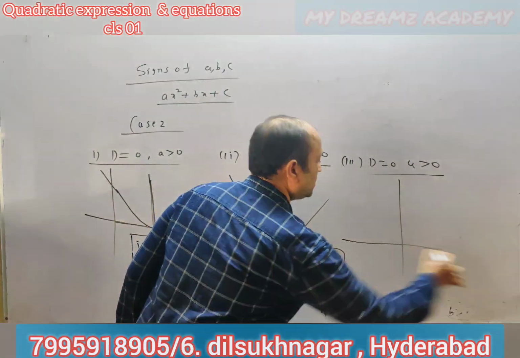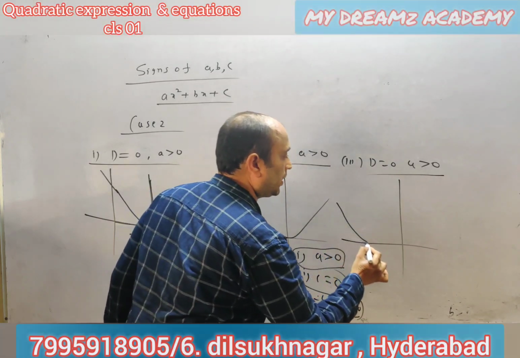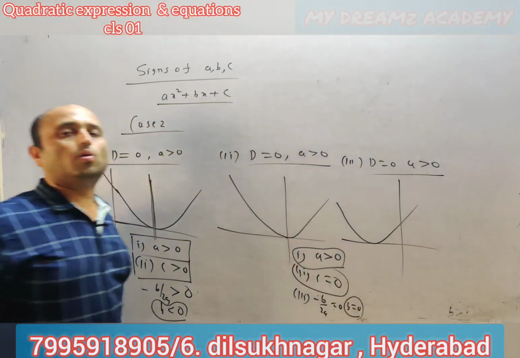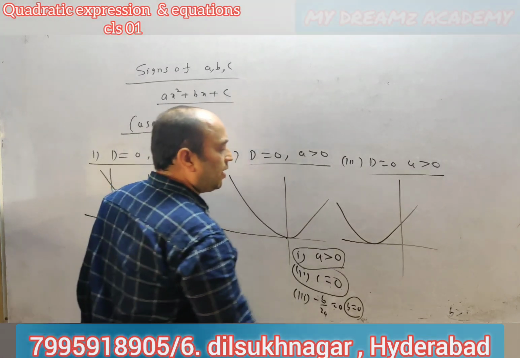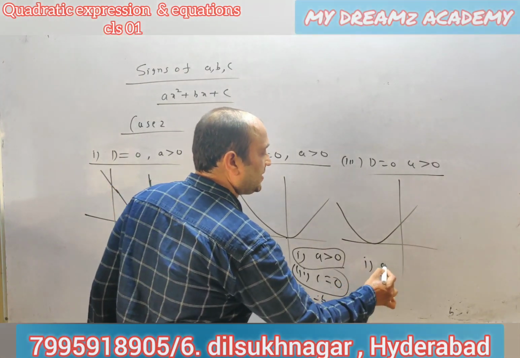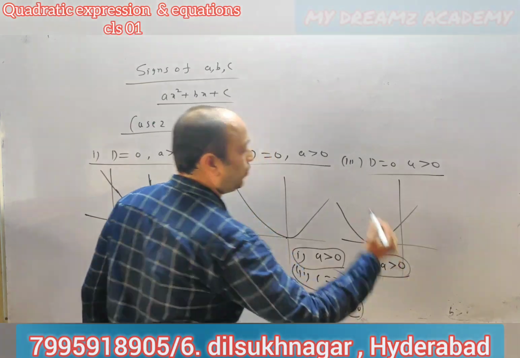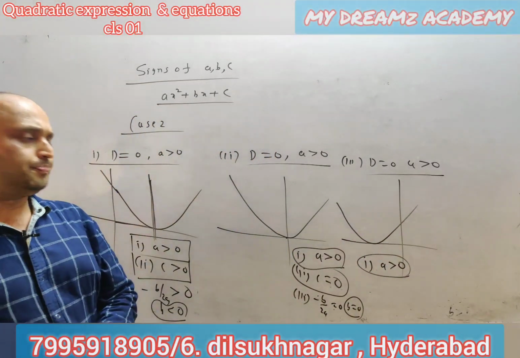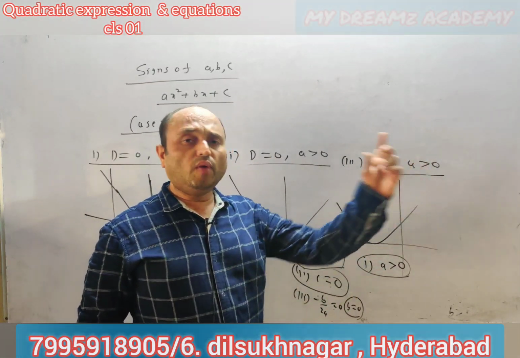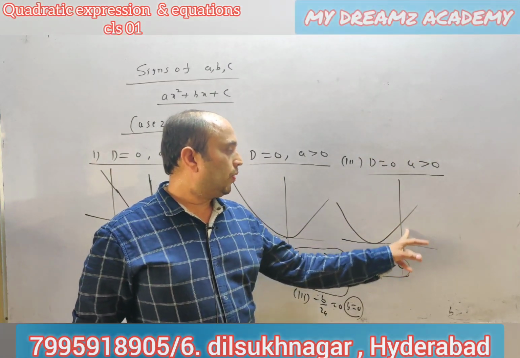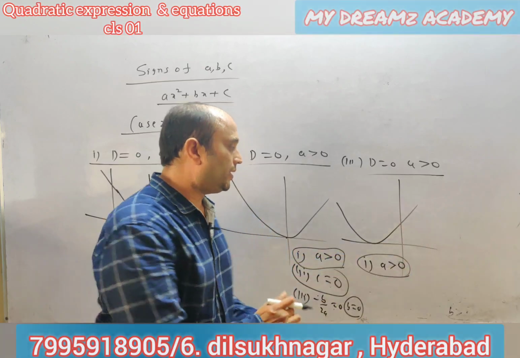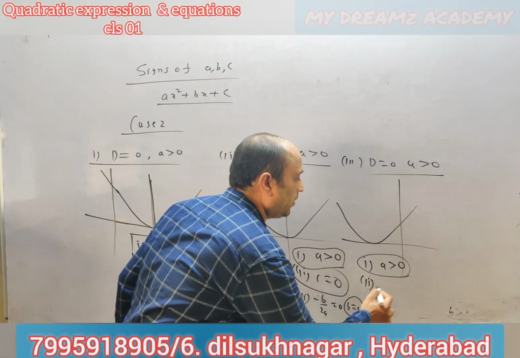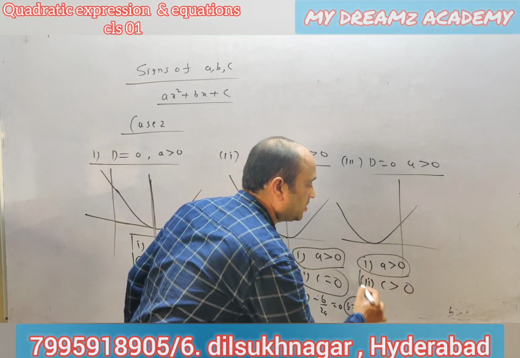The next case is the required curve lies on the second quadrant. Here also, first, a is greater than 0, because of the upward parabola. Next, what about the y-intercept, the c value? The y-intercept means the positive y-axis, this distance, so that is positive. So c is also greater than 0.